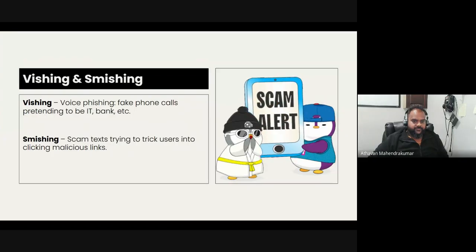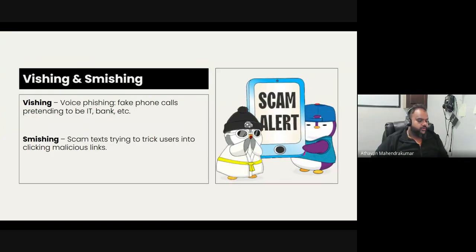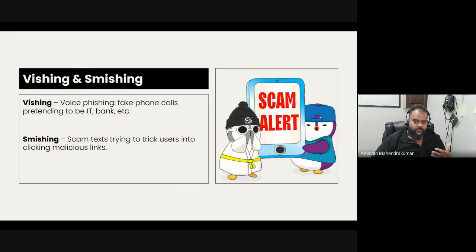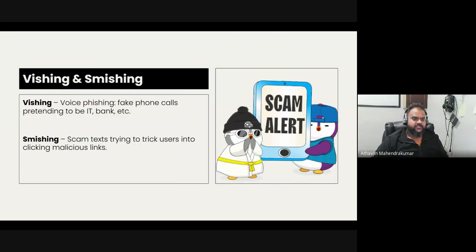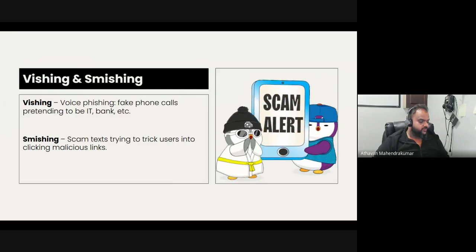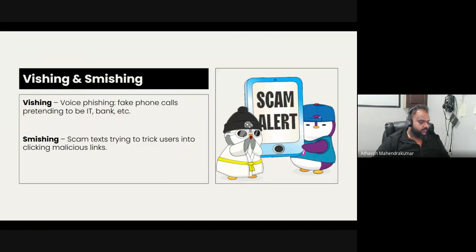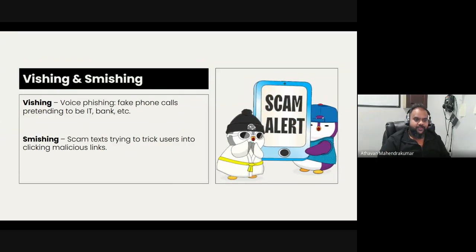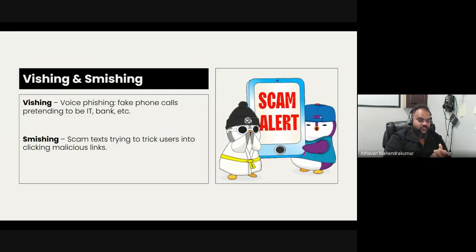So phishing and smishing. So vishing is voice phishing. So it means a call over a call, right? So fake phone calls pretending to be IT or banks, and you probably have seen them. There was a time when scammers used to call in saying that we are from CRA, you must pay the thing. Those are called vishing. Smishing is an SMS text.